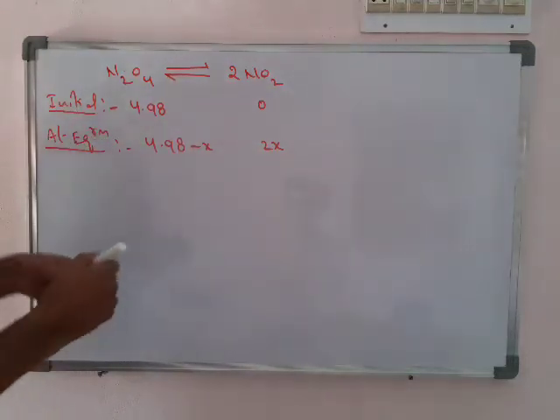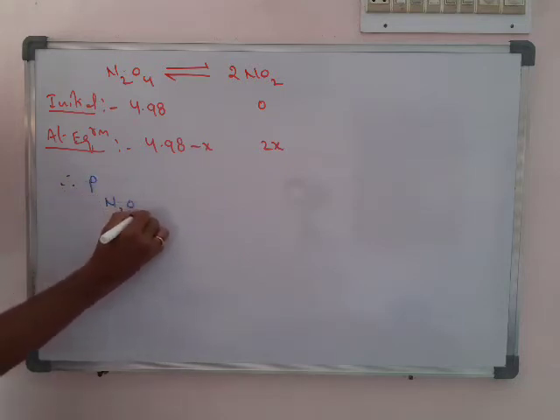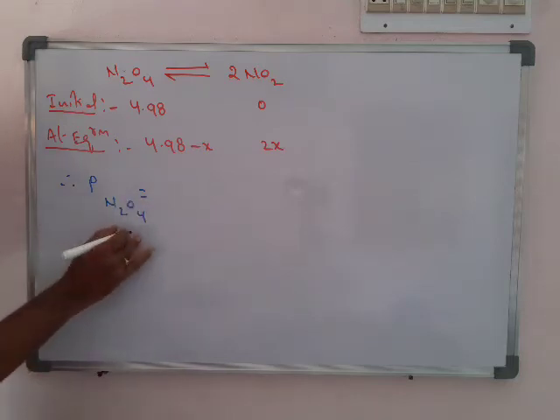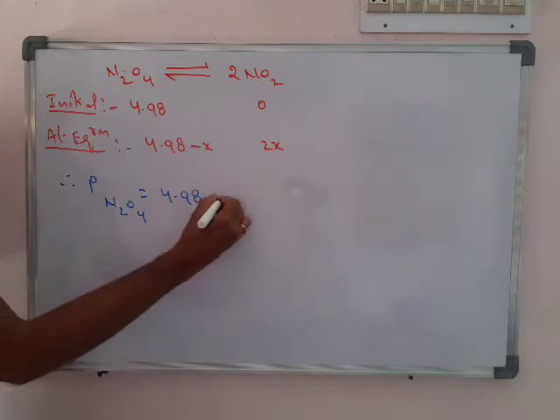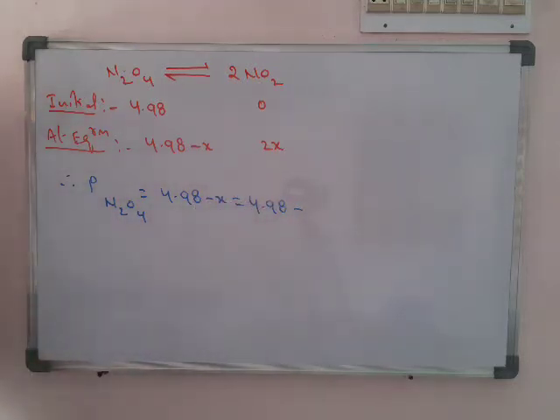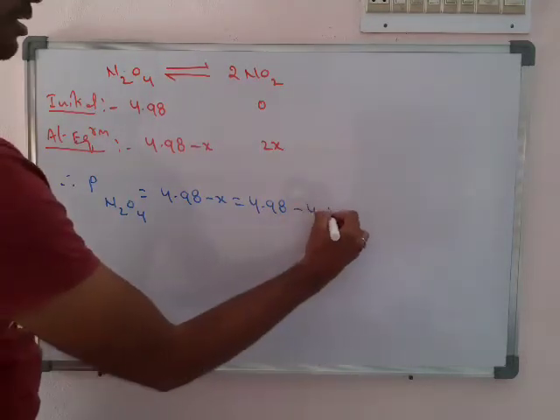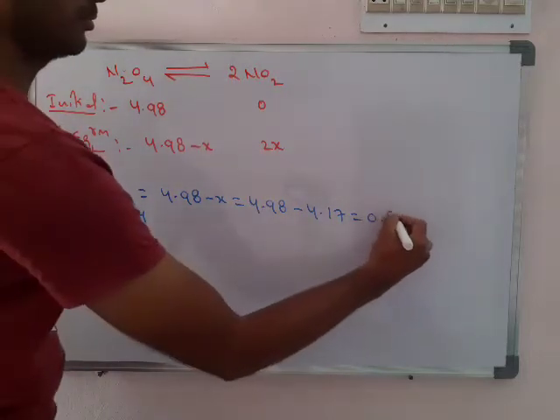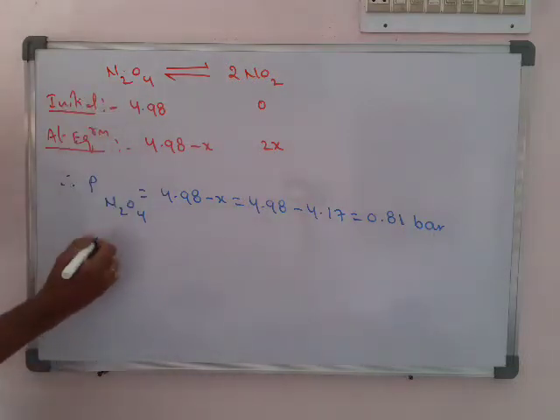So therefore, the individual pressures are treated as partial pressures. The partial pressure of N2O4 at equilibrium we are calculating is 4.98 minus x, which is 4.98 minus 4.17. That is 0.81 bar, the partial pressure of N2O4 at equilibrium.